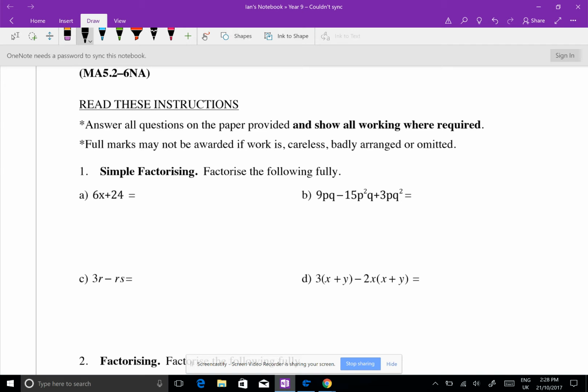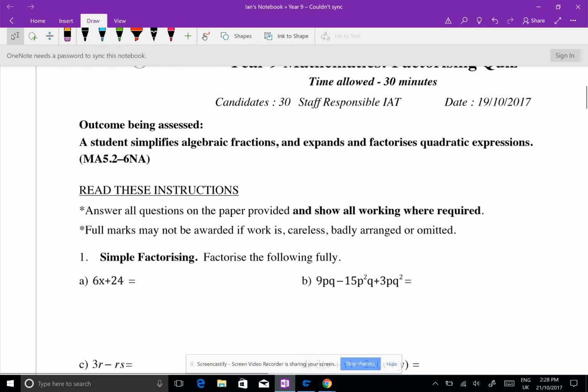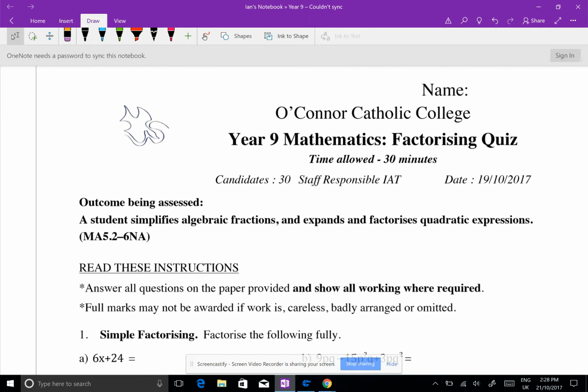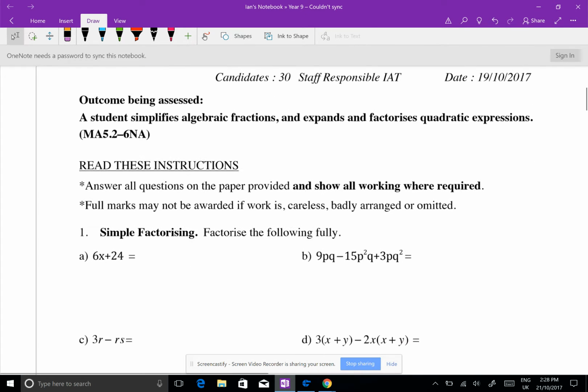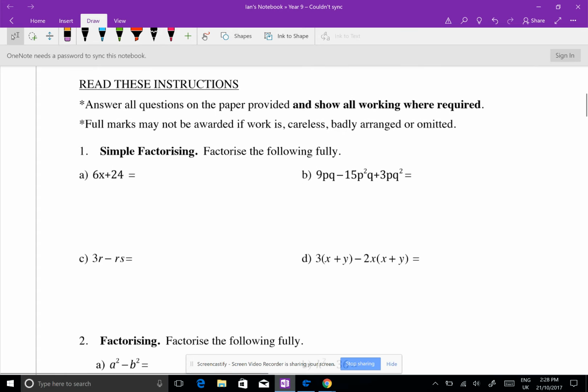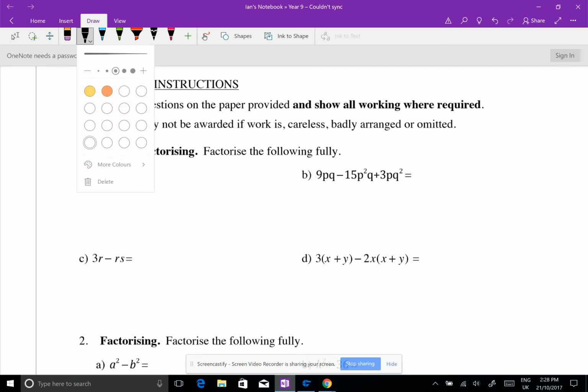Okay, Year 9, I'm just going to go through the solutions to the quiz we did in class the other day, the factorising quiz. Here it is here. If you want to go over and check your solutions, you can see how I did it or how I was able to answer it. So let's have a go.